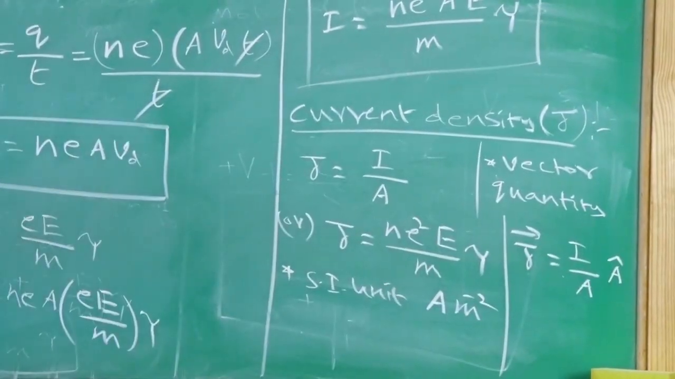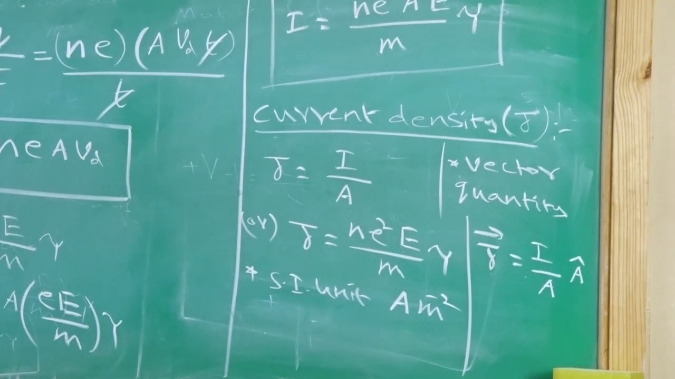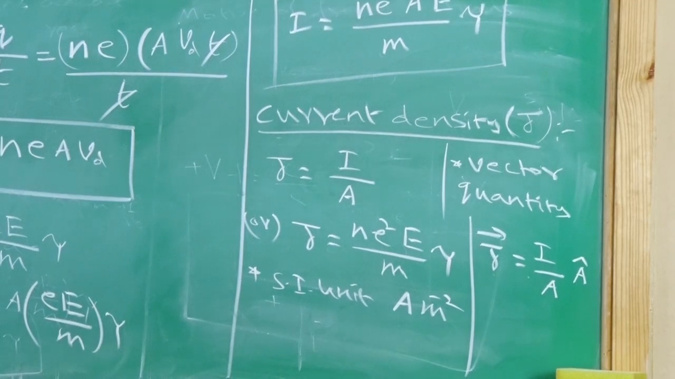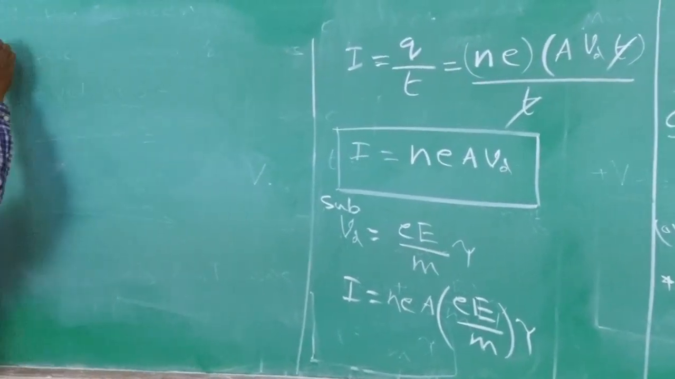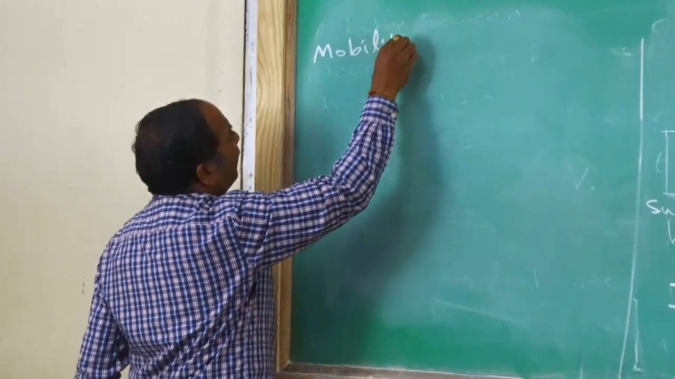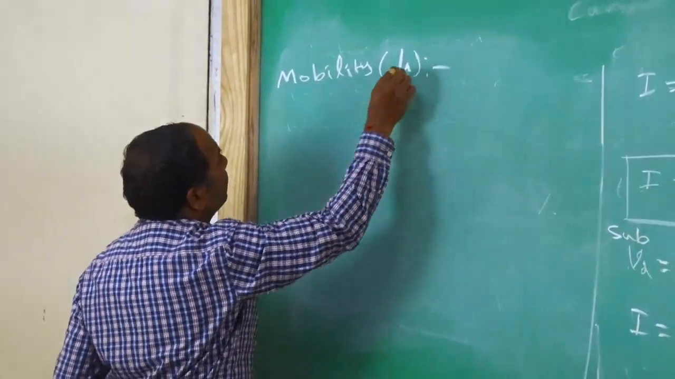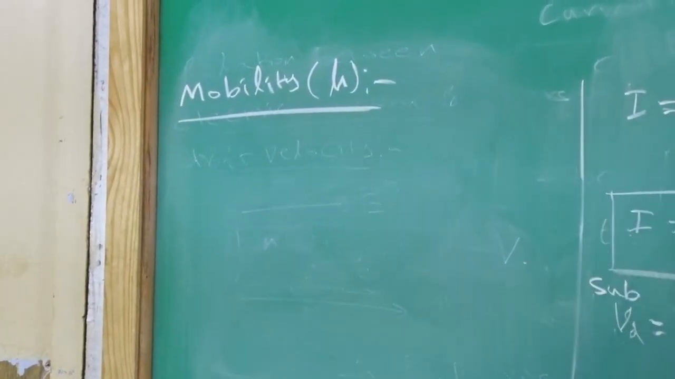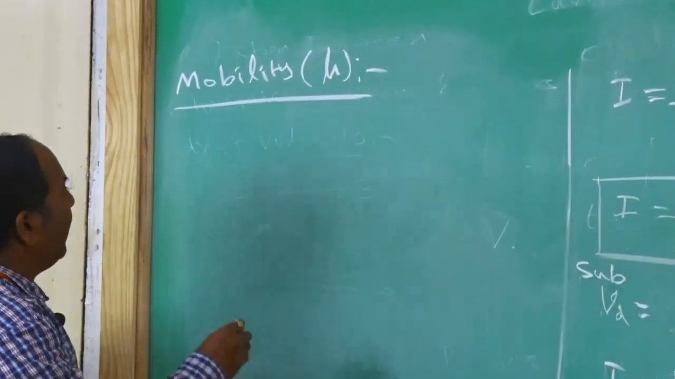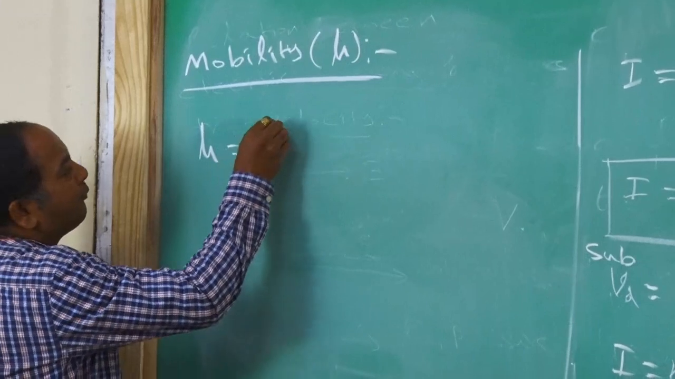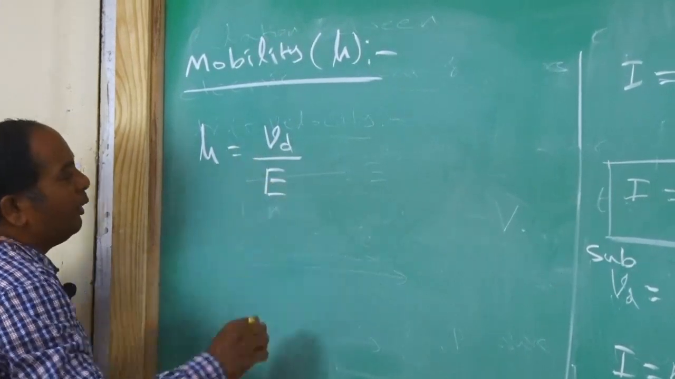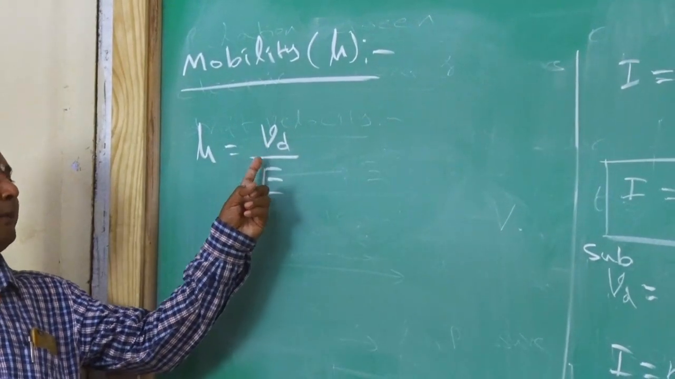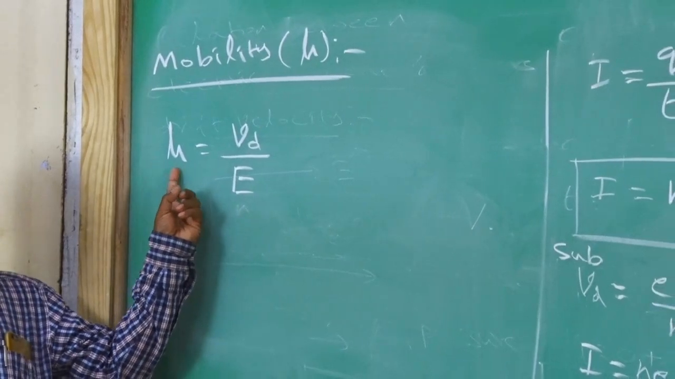After the current density, you should know another small quantity which is said to be mobility. When we are studying conductors, mobility is also very important. The mobility is given by mu. What is meant by mobility? Mobility is the drift velocity of the electron per unit electric field. The drift velocity of the electron per unit electric field is said to be mobility.